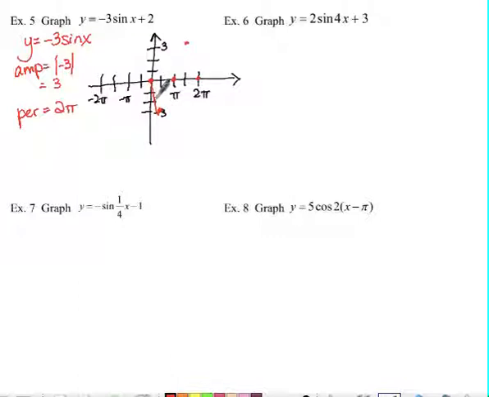Oops, sorry. This is supposed to be dashed. Caught it? Okay, so this one's dashed. I'll continue the pattern going to the left.